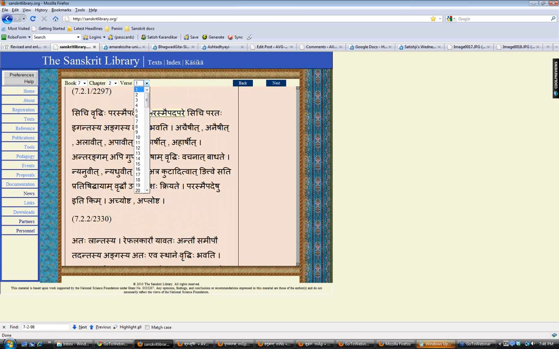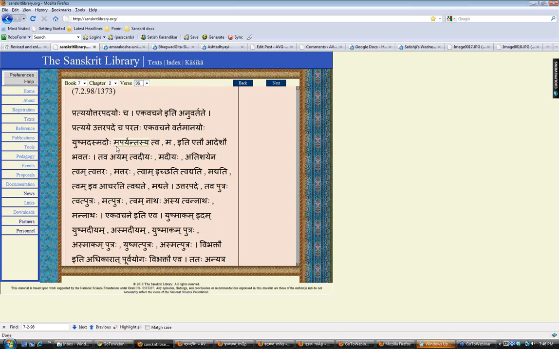The mat, tvat, and yushmat, asmat are not used. These panchamis are not used. So 7298 says: pratyaya uttarapadayoscha, eka vachane iti anuvartate. Is that pratyaya uttarapade cha parataha eka vachane. This is only explained for the eka vachanam. Okay. Vartamanayoho yushmadasmadoho ma paryantasya tva ma iti etau adeshau bhavataha.